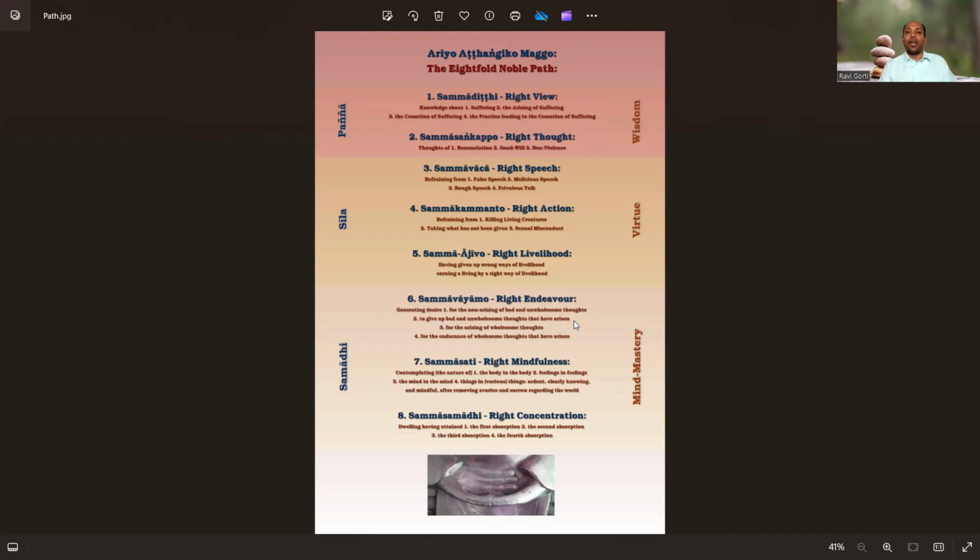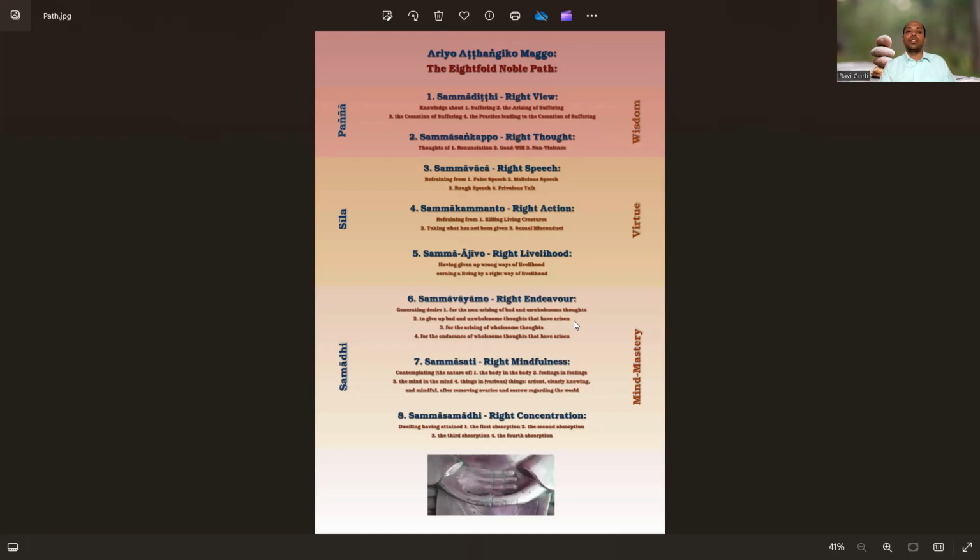Third is for the arising of wholesome thoughts. So the student actually thinks, oh, what if I pass? My father would give me a motorcycle. Wow, that is so great. And he keeps on rolling in that desire, right? So that is basically generating desire for the arising of the wholesome thoughts.